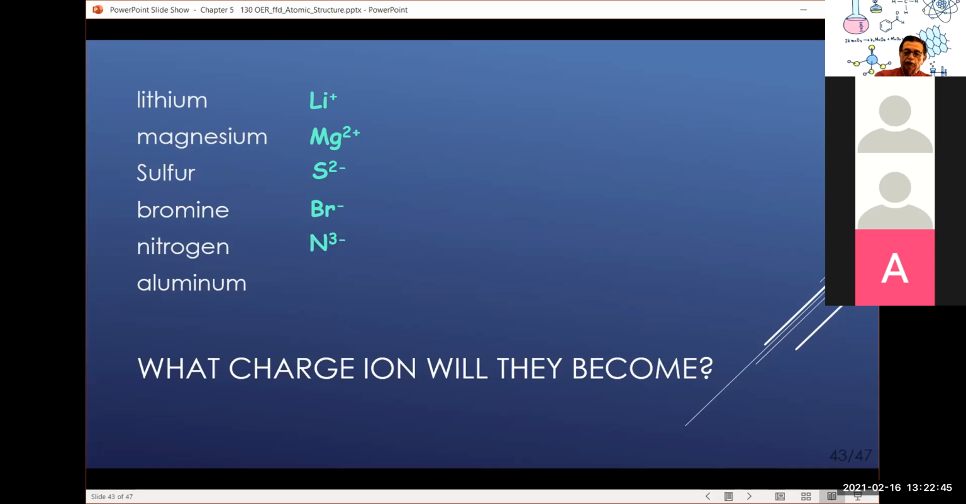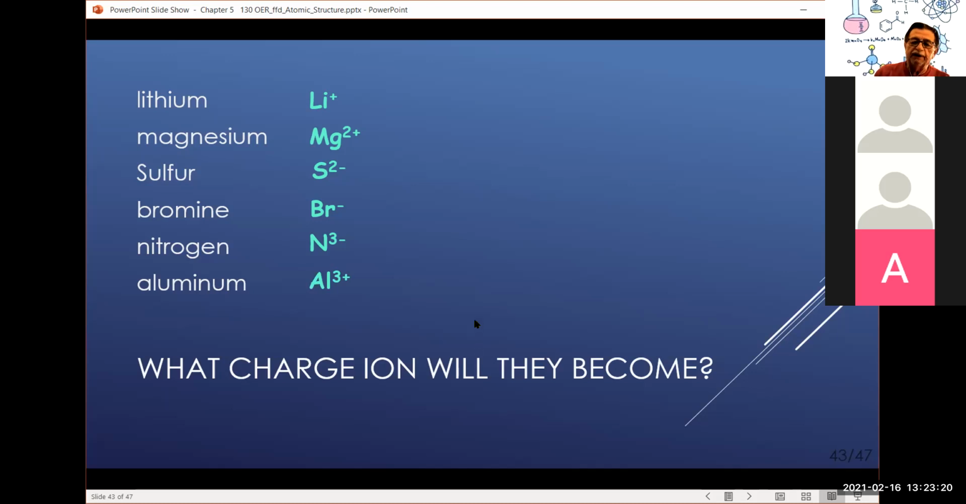Aluminum, if you find it on the periodic table, is element number 13. It is a metal, and therefore will lose electrons. It is in group 3A, which tells you there are 3 valence electrons. The fact that it's a metal tells you that I'm going to lose those 3 electrons, which results in a positive 3 charge.